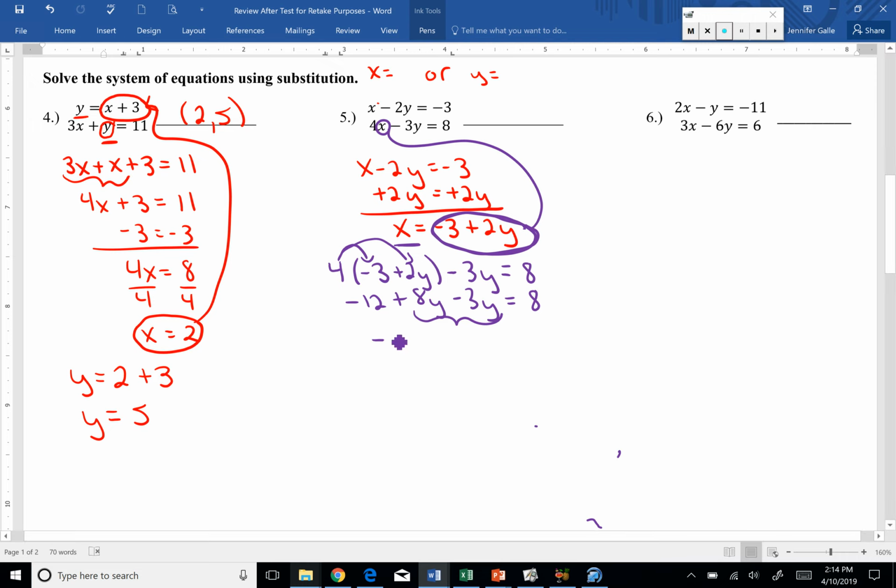I have to get 12. So I have 8y minus 3y is 5y equals 8. So again, if they're like terms, so the 8y and the -3y, they both have y's. They're like terms. Keep the signs the same. Now from here, let's move our -12 over by adding. 5y equals 20. Divide by our 5. Y equals 4.